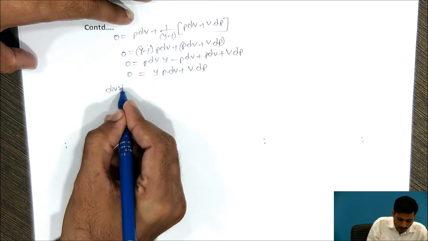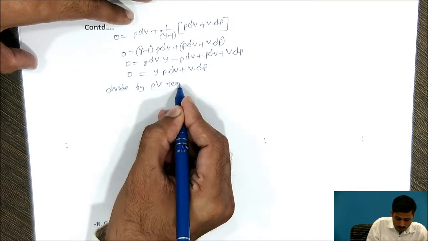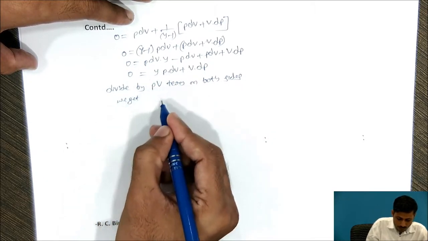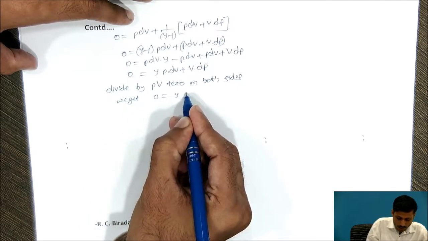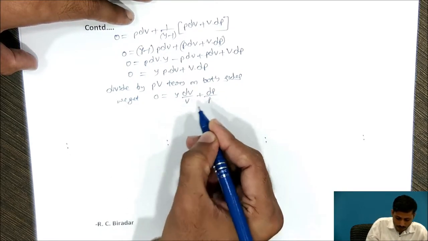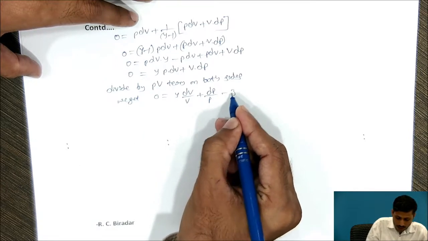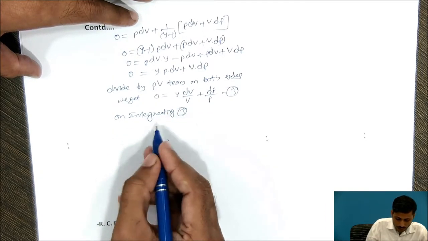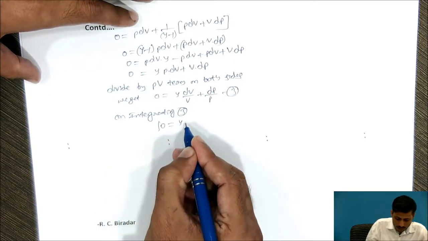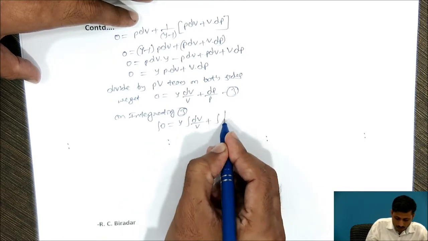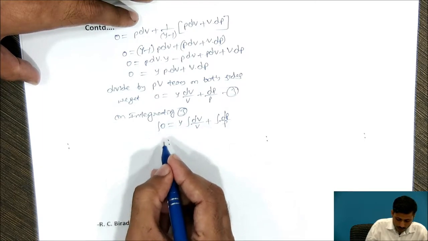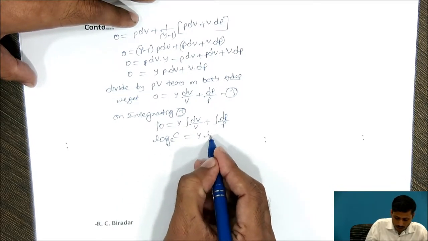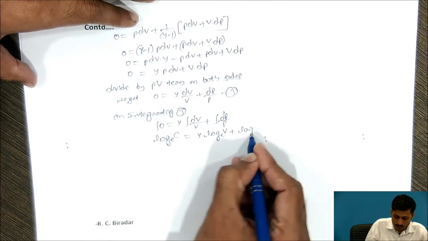And divide by the P into V term on both sides. We get the above equation as gamma into dV by V plus dP by P equals 0, and this we write as equation number 3. On integrating equation 3, we get integration of 0 is equal to a constant term, gamma times the integration of dV by V plus the integration of dP by P. On integration we get a constant of integration, log c to the base e, is equal to gamma, which remains constant, and the integration of this is log V to the base e, plus for this term, log P to the base e.